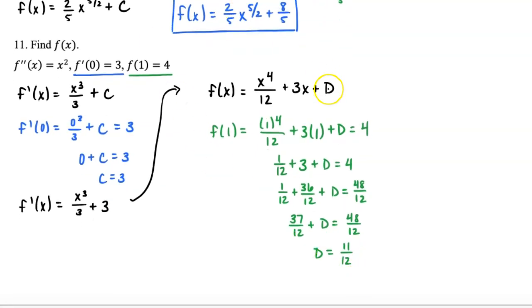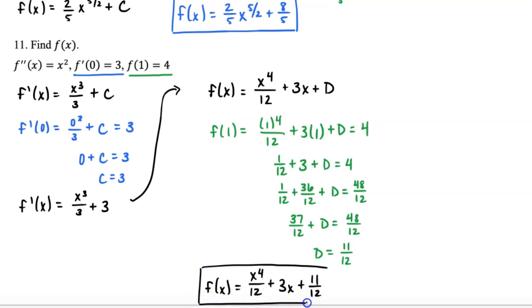And finally, now I have that last constant, and so I can write my final equation: f of x equals x to the 4th power over 12, or 1/12 x to the 4th power, plus 3x plus 11/12. So this is my initial function, given my second derivative and my two initial conditions. And so that's our process of solving a basic differential equation.